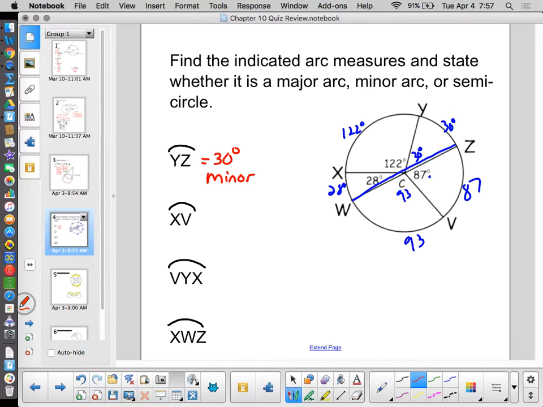A little trickier. Start off with XV. Am I going to go around the long way or the short way, or do I go clockwise or counterclockwise? Short way, because it's two letters, telling me for sure it's a minor arc. So I'm going to go the short way. And I do have to add together the 28 and the 93, right? That's 121.